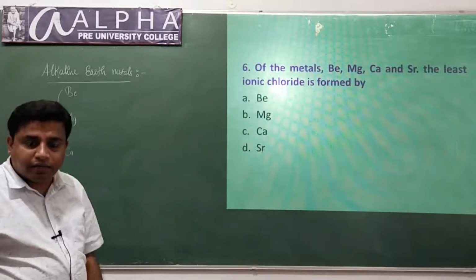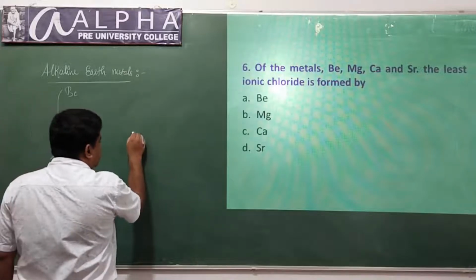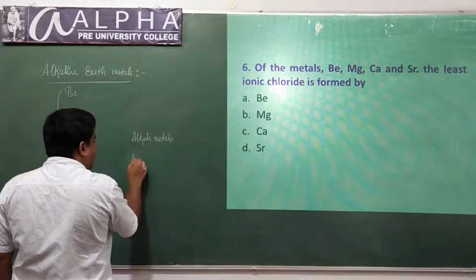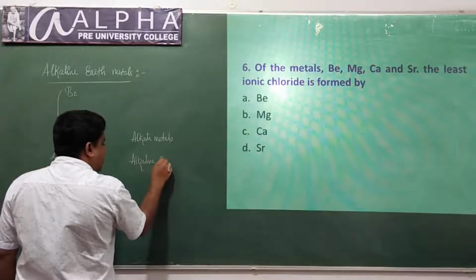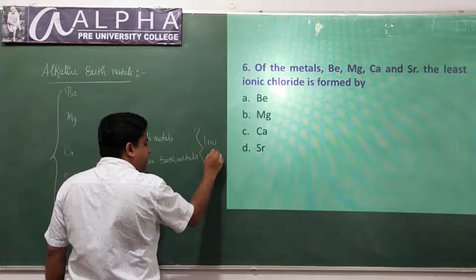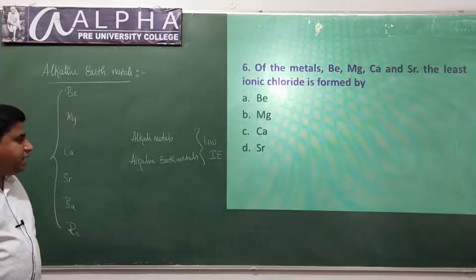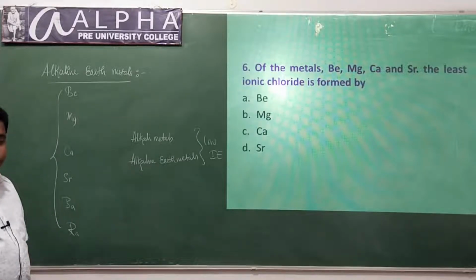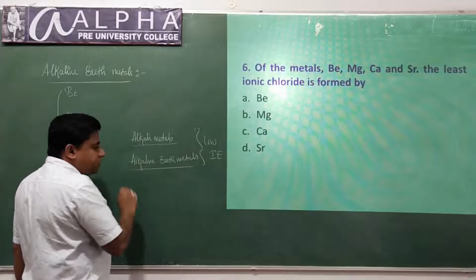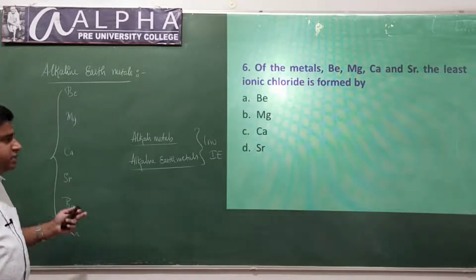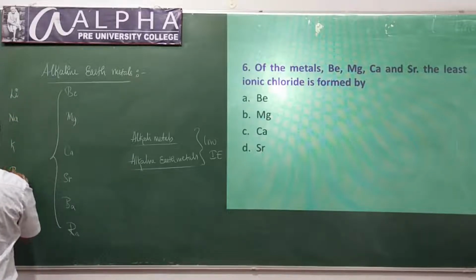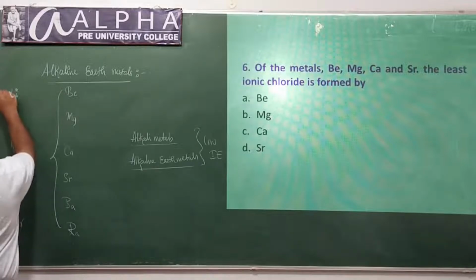We know alkali metals and alkaline earth metals have low ionization enthalpy. Is it correct? Alkali metals and alkaline earth metals have low ionization enthalpy. So these elements might be alkali metals and alkaline earth metals. Let me also write alkali metals, that is lithium, sodium, potassium, rubidium, cesium and francium. These are alkali metals.